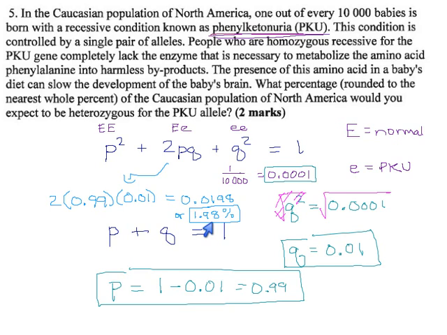So just under 2% of people are heterozygous for this. They're carriers for the PKU trait, but they don't actually have it. 0.01% or 1 out of 10,000 actually have the PKU trait, and that would leave, what is it, 98.01, I believe, percent of people who are big E, they don't have this trait and they don't carry it either.